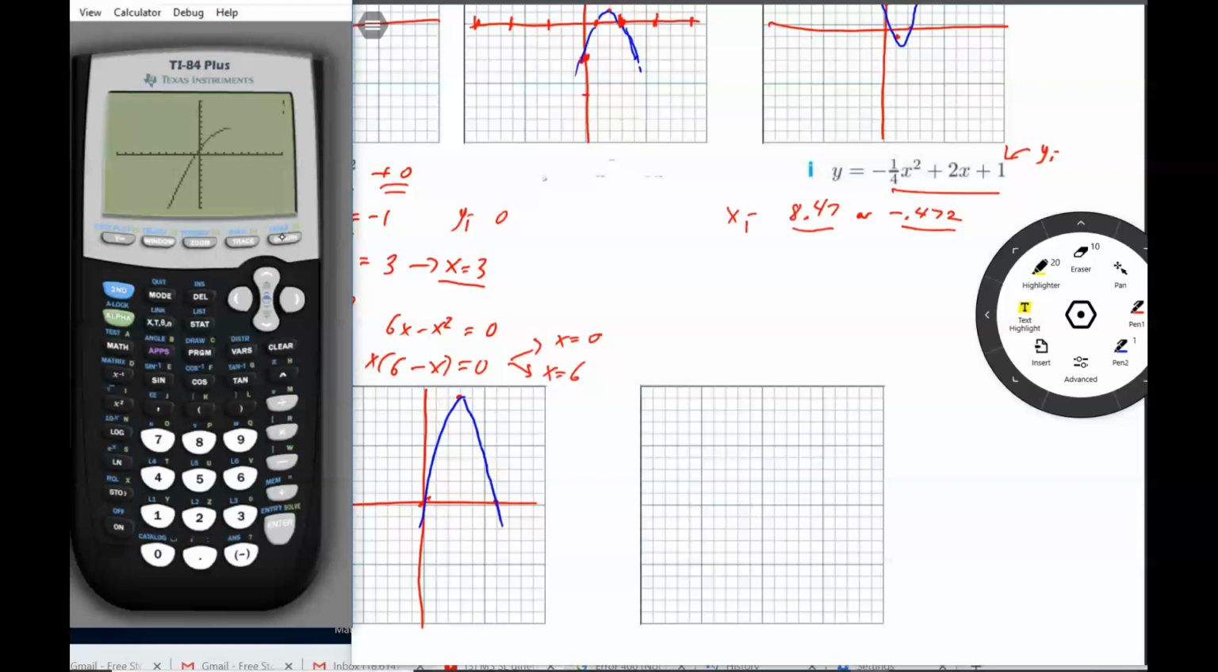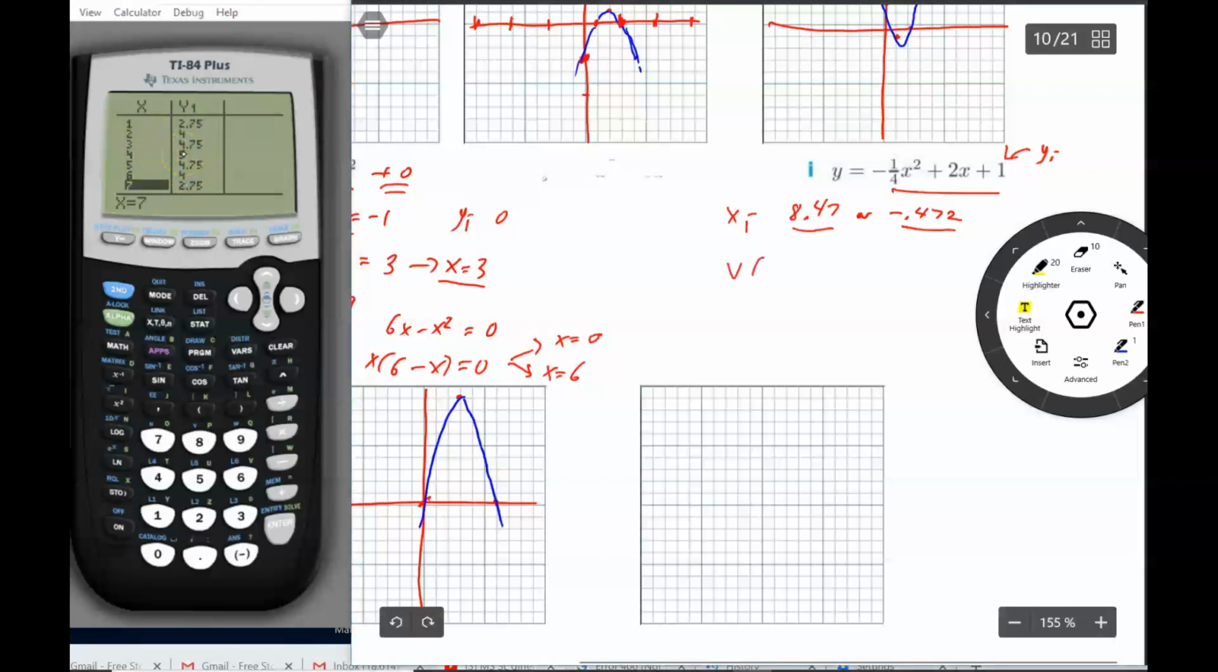Remember how to find the vertex? Sometimes you can kind of see it using the table. If I go to the table, maybe I'm going to see that it's symmetric, and the middle number is the vertex. Let's see if we see any symmetry here. Yeah, I see a little bit of symmetry here. I see 4.75, 4.75, 4, 4, 2.75, 2.75. So it's symmetric about 4, 5. (4, 5) must be the vertex, okay?